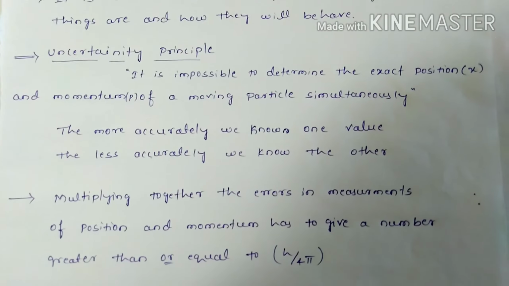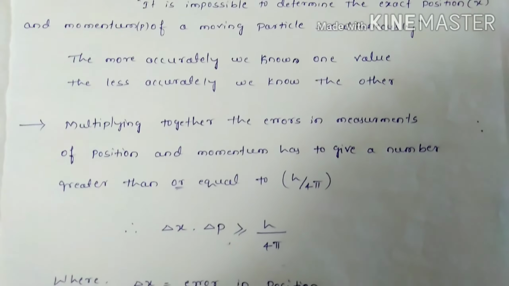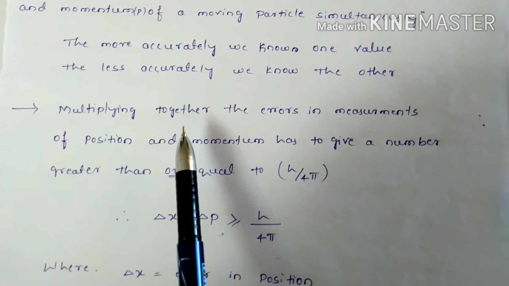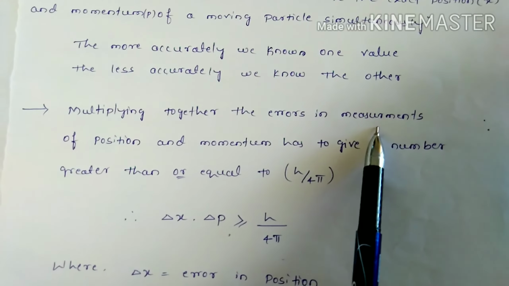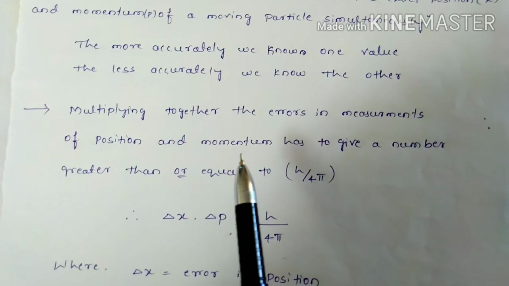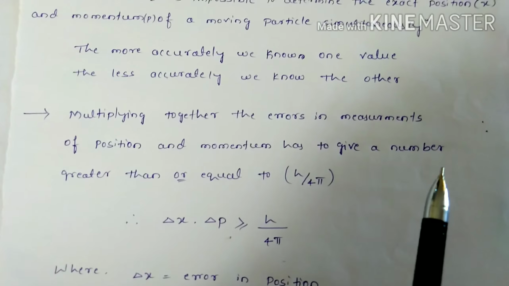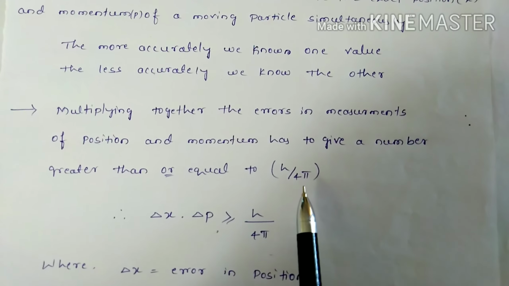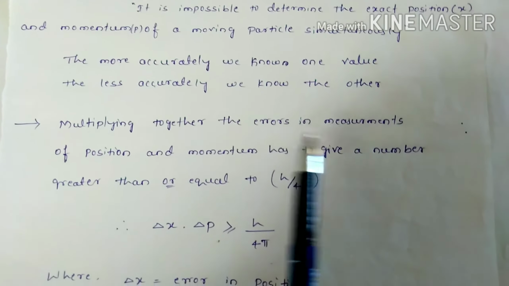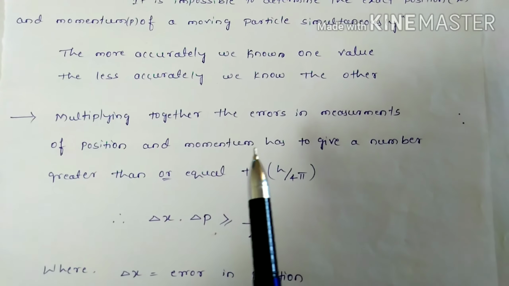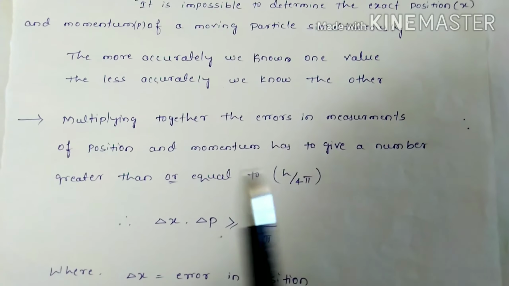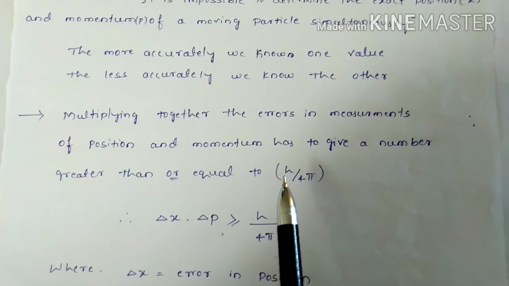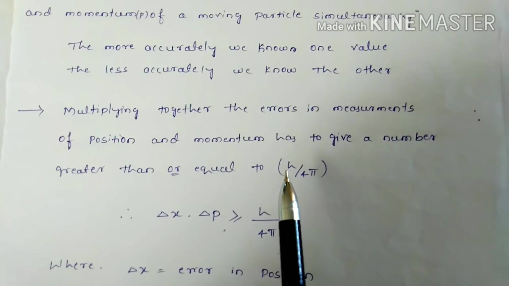Now if we write it in the form of an equation, we can write it as: multiplying together the errors in measurements of position and momentum has to give a number greater than or equal to h divided by 4 pi. Multiplying both the errors, that is the error in position and the error in momentum, will always be greater than or equal to h divided by 4 pi. h is Planck's constant, whose value is very small. All of you know it, right?